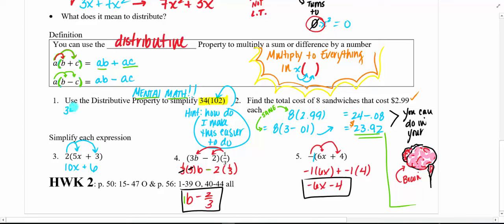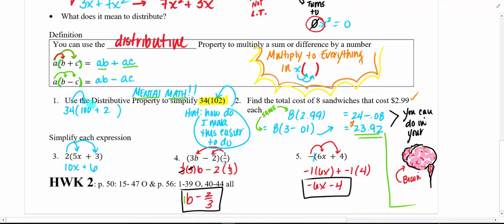I'm going to take 34 because I know I have to multiply it by 102, but I want to change 102. I want to make it look easier for me to do the multiplication in my head. So I'm going to keep 102 the same, but I'm going to make it look different. 102 is the same as 100 plus 2, correct? 100 plus 2 is 102. Nothing different. We haven't changed anything. We just made it look different.